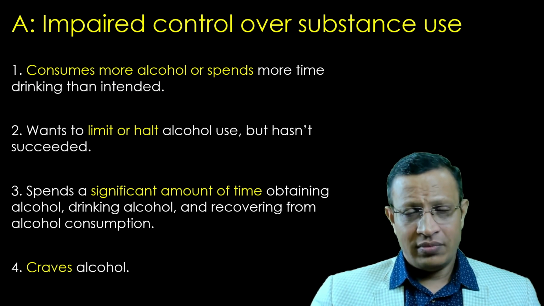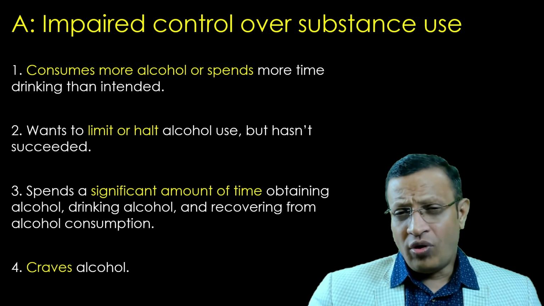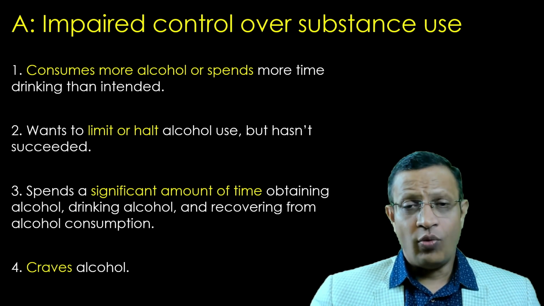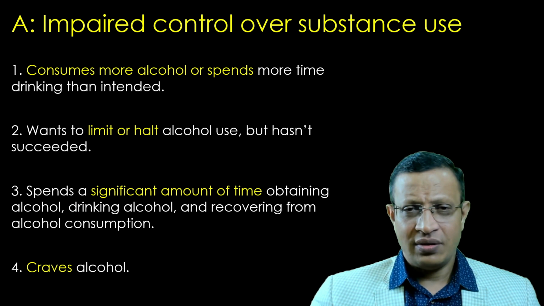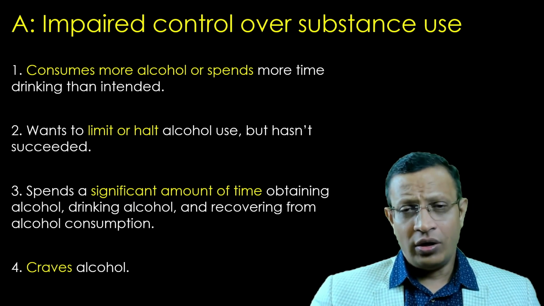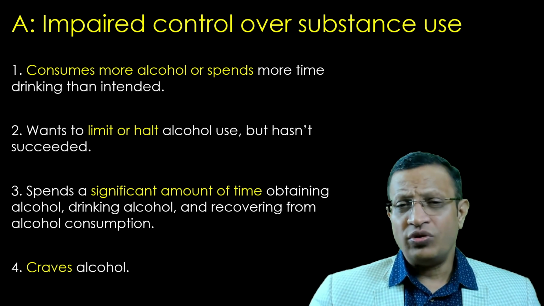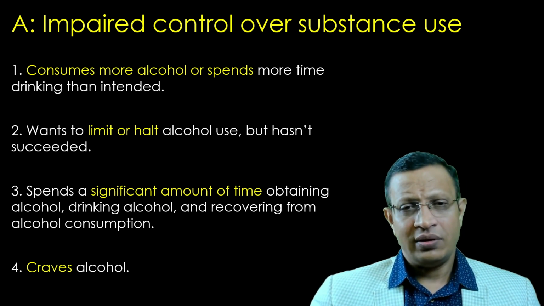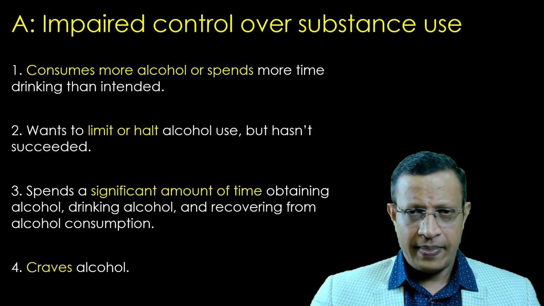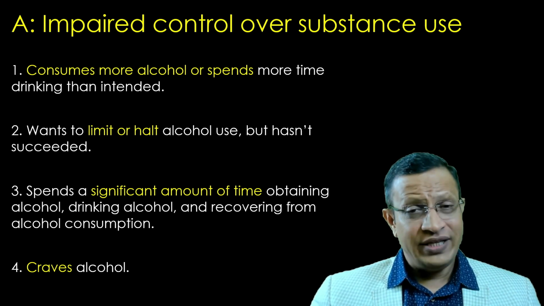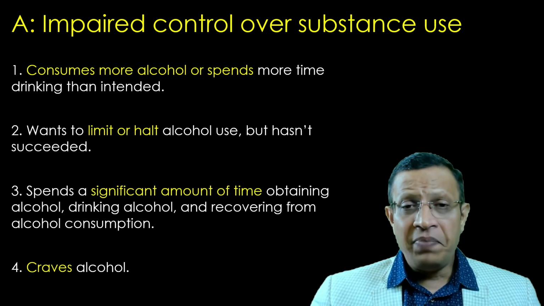He spends more time consuming alcohol, or he wants to consume a very small amount, but he ends up taking more. At the same time, he wants to limit or stop the alcohol use, but he is unable to do so. That is the second criterion. The third is spending a significant amount of time obtaining alcohol, drinking alcohol, and recovering from alcohol consumption. That means out of 24 hours, most of the time he's either searching for alcohol, drinking alcohol, or in an intoxicated state. The fourth is craving. He cannot stop it. He wants alcohol. So these are the four important symptoms under impaired control.